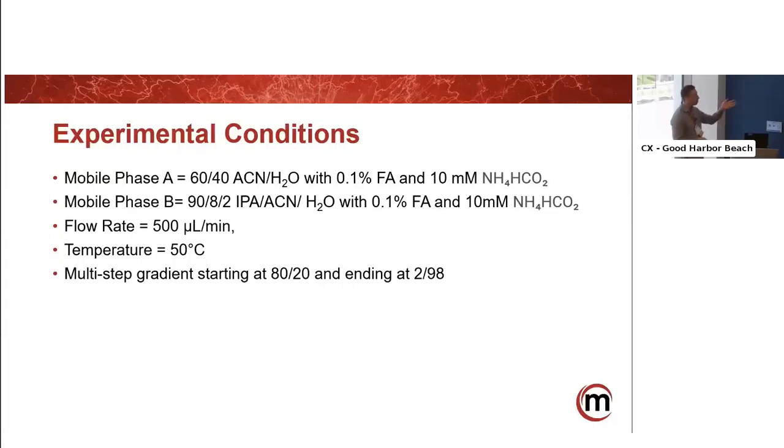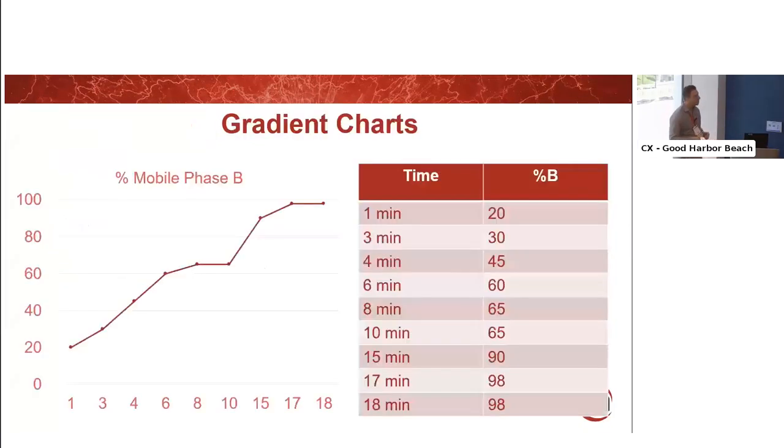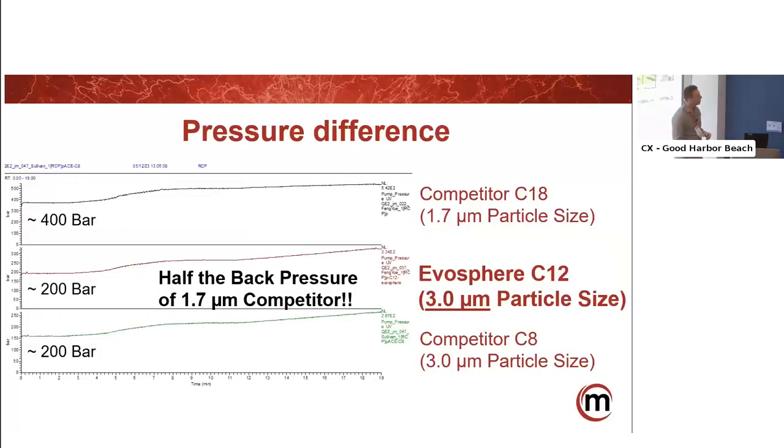So these are our experimental conditions, very typical stuff. 98.2 IPA, acetonitrile, water in the B, 500 microliters per minute, 50 degrees C, and it's a multi-step gradient that looks like that. So, as you would expect, with a 3 micron, you're getting half the back pressure of the 1.7. That's not too exciting, but it is a benefit, right? So 3 microns, half the back pressure.